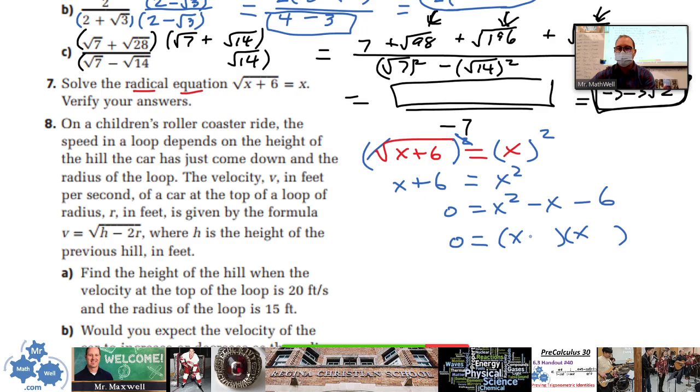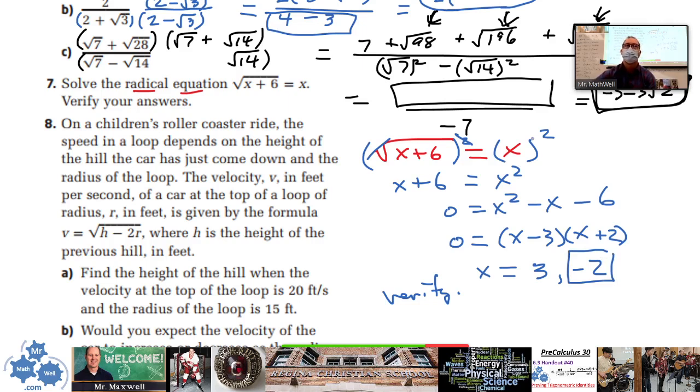So what I mean by that is let's check to make sure, because I don't want to be taking the square root of a negative number, which would be a problem. So 3 plus 6 is positive 9. Square root of 9 is the same as 3. Awesome. Negative 2 plus 6 is positive 4. The square root of 4 is positive 2. Oops. Positive 2 is not the same as negative 2 over here.